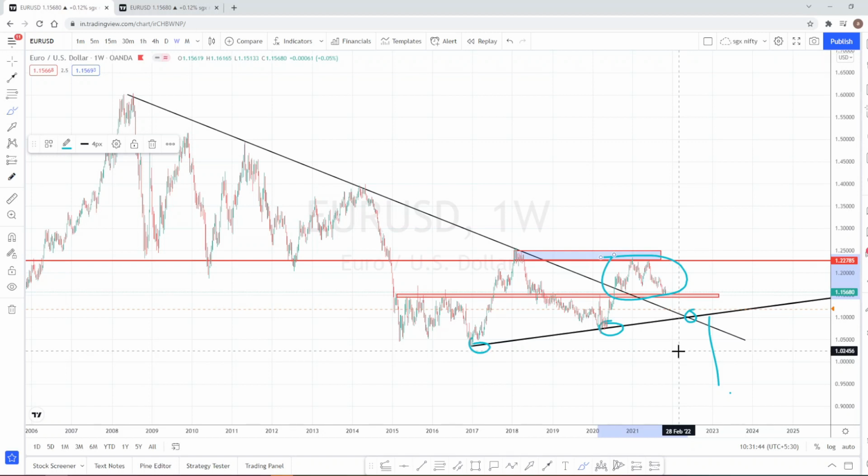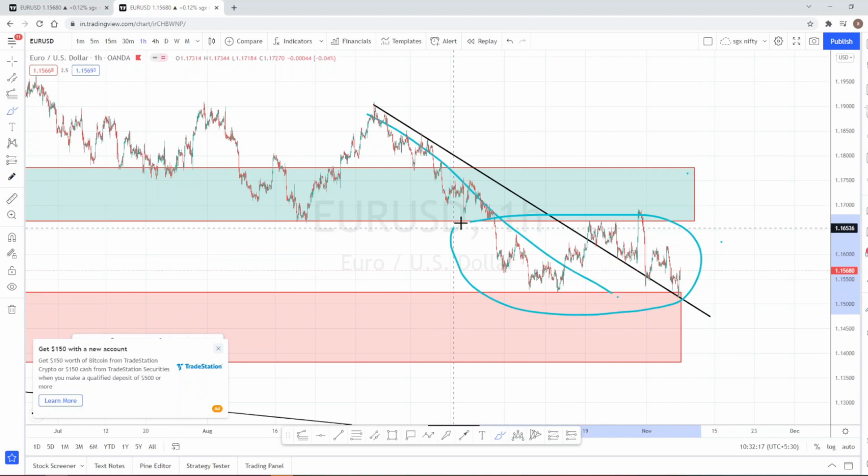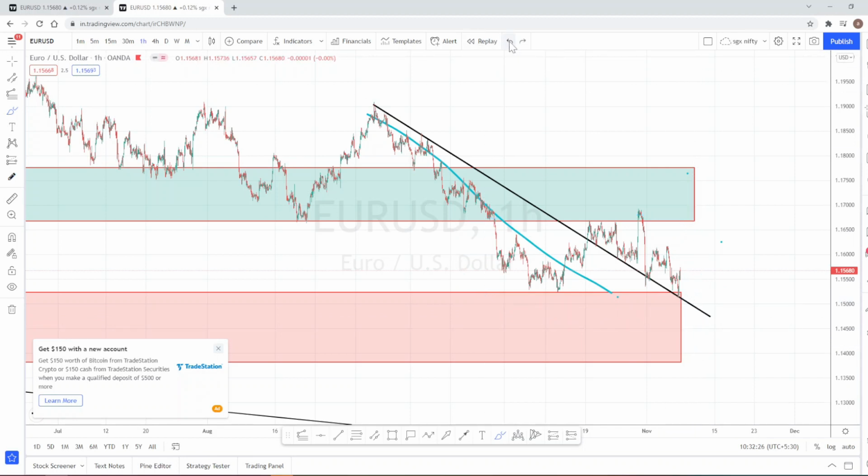Let us do the analysis in hourly time frame. I am in hourly time frame now. In hourly time frame also we can notice that it is in a downtrend, but it is stuck within this range over here. It couldn't break the upside resistance or it couldn't break the downside support also. It is a range bound market in hourly time frame also.